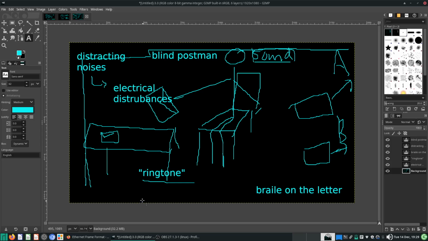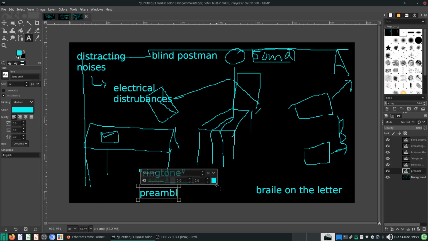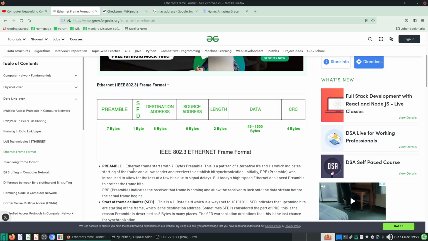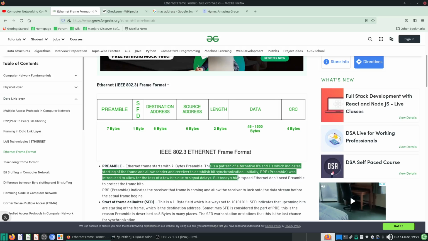So this is what actually happens in the switch. This ringtone is actually what the preamble is supposed to do. The preamble indicates the start of a frame and allows the sender to establish bit synchronization. Basically what it means is that all the other ones and zeros I don't want to read. I will only start reading and sending the ones and zeros once I see this preamble, this so-called ringtone, which tells the switch, the blind postman at the switch post office, so to speak, hey, a letter is here.